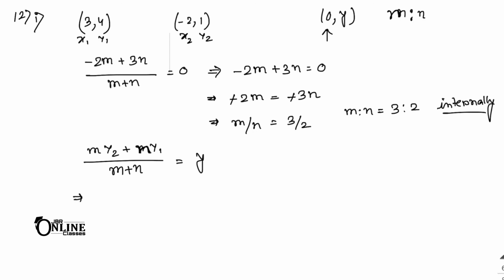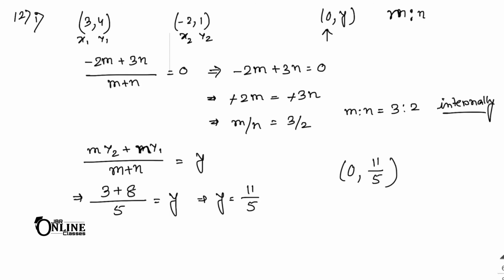Okay, so m means here 3 and 3y2 means 3 into 1, it becomes 3. Then n means here 2, 2 into 4, so 4 2s are 8, and here 3 plus 2 it's 5, so that equal to y. So that means y here 11 by 5. So the coordinate will be 0, comma 11 by 5. That is your second answer.